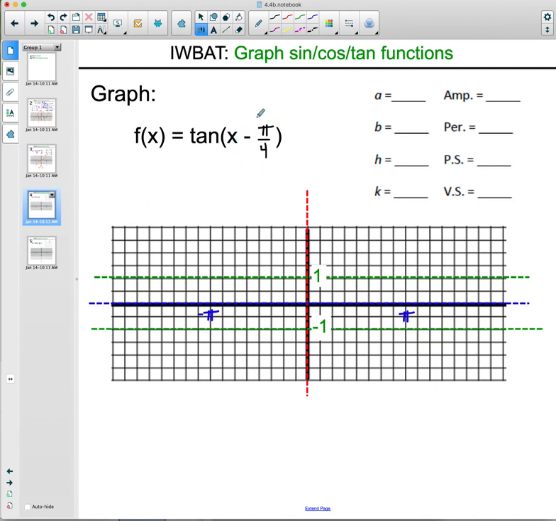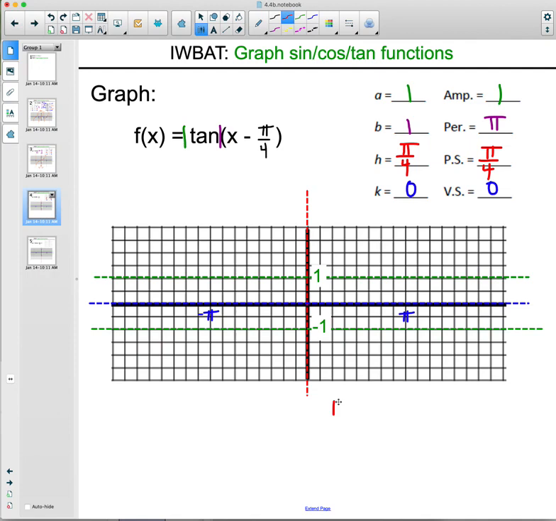Okay, then to do a shift, so this one again has an amplitude of 1 because the A value is 1. The B value is 1 here, so our period is just the normal tangent period of pi. We have nothing added outside, so our vertical shift is 0. But now we have pi over 4 subtracted on the inside, so our phase shift is going to be pi over 4. So figure out how big pi over 4 is going to be on this graph.